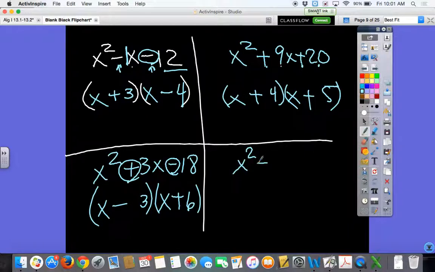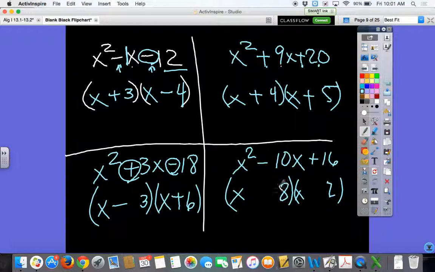And if you got x squared minus 10x, and let's see here what we want to do. Let's do a 16. How about that? If you do x and x, what two numbers multiply to 16 and add to 10? That would be 2 and 8. Signs are the same, both negative. Hopefully that gave you a little validity.